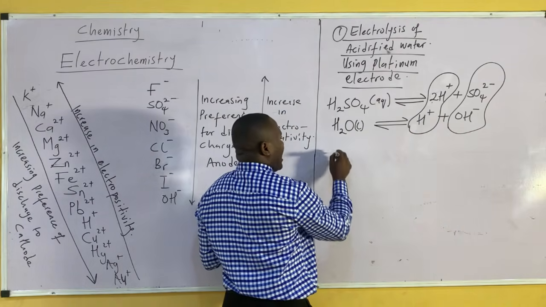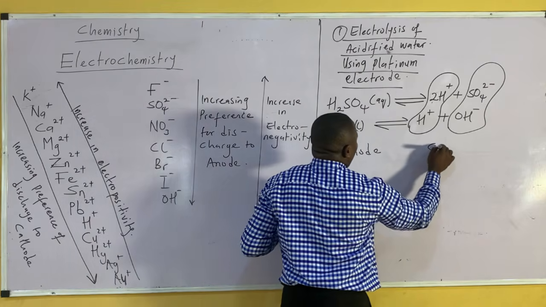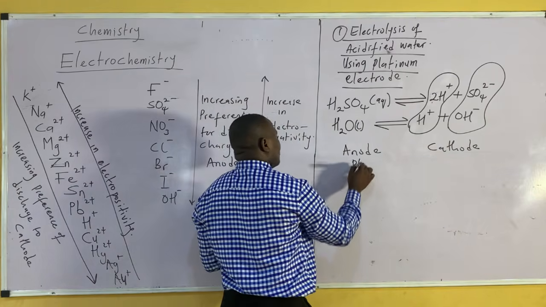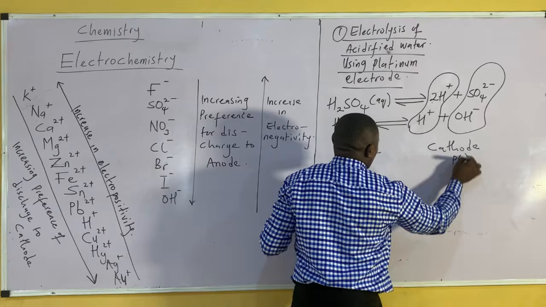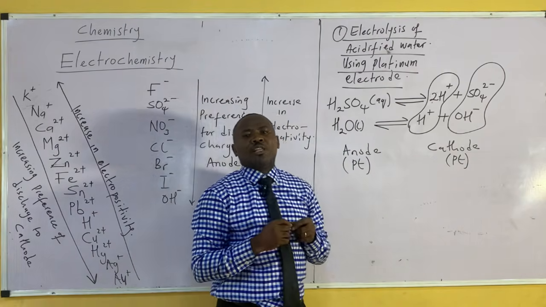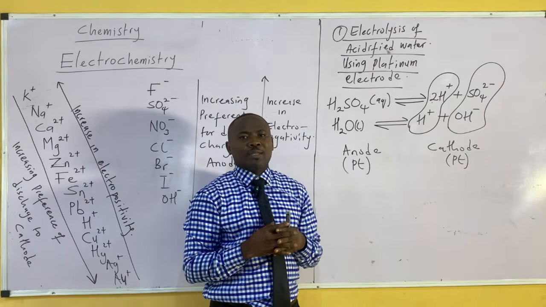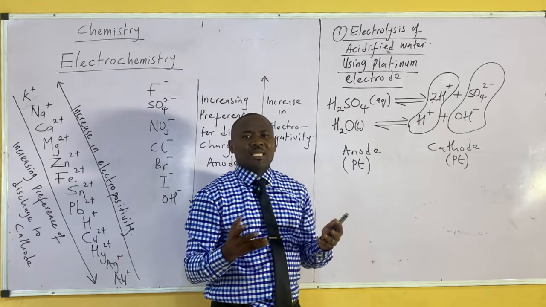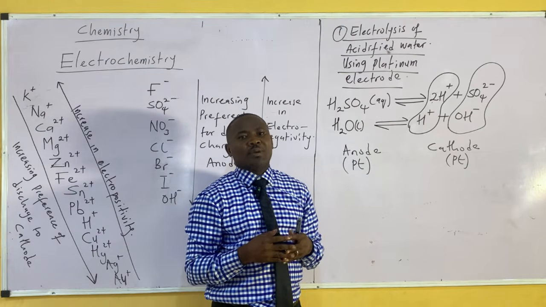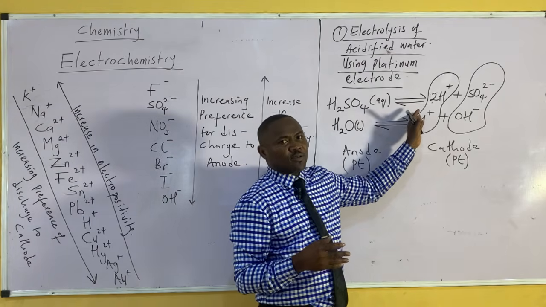So now I have the anode. Now look at this. I have the anode, I have the cathode. Now my anode is platinum, my cathode is platinum. Now what does this mean? Platinum is one of the electrodes that do not take part in the reaction. Electrodes that don't take part in a reaction are called inert electrodes, just like ions that do not take part in a reaction are called spectator ions. So this one does not involve itself in the reaction.